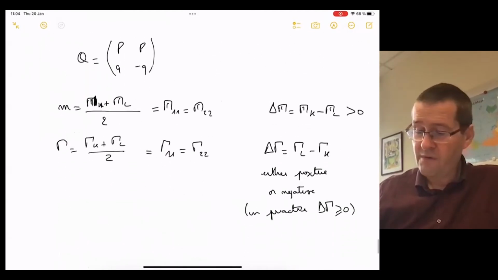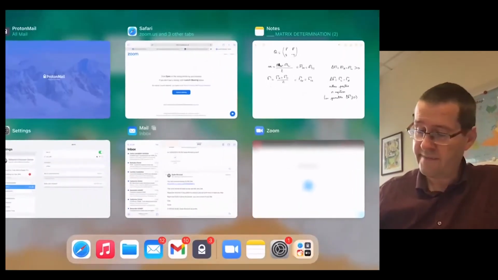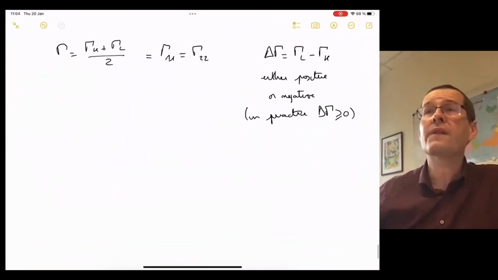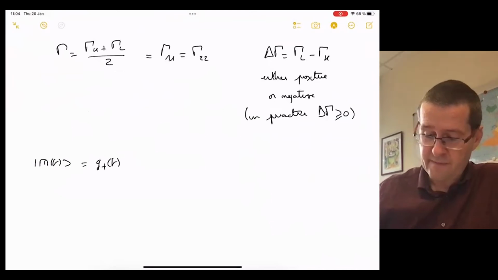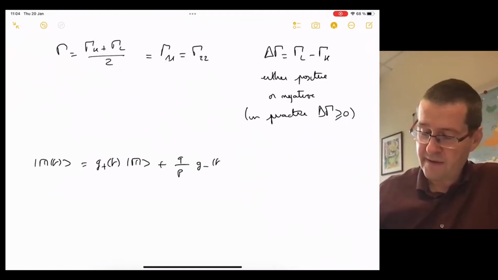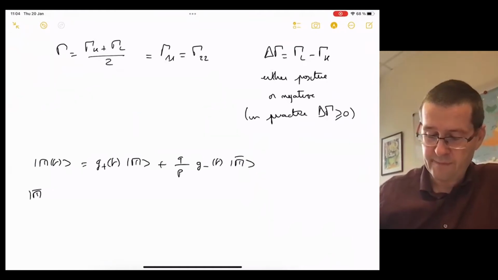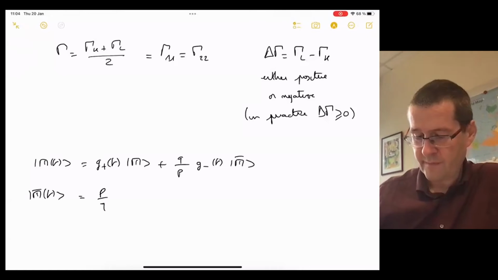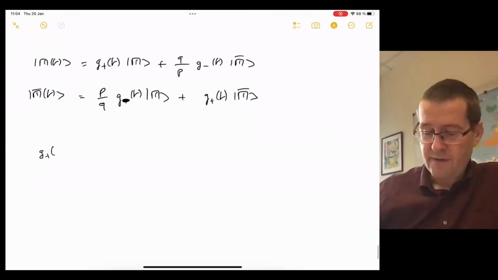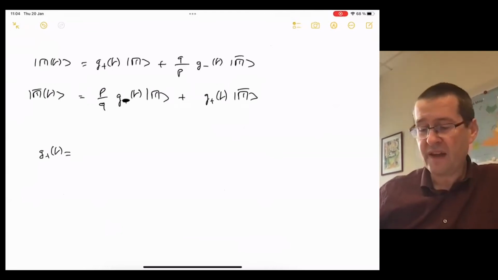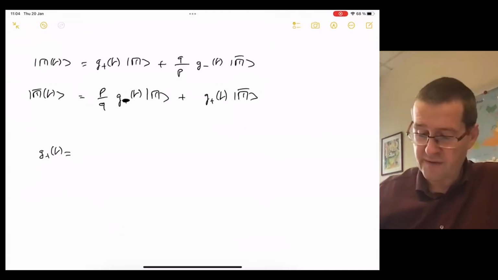Okay, so once you do that, you can express in a slightly more practical way the time evolution, G minus. And so you've got two functions that are present, which correspond to the probability of staying in a state and to moving to the anti-state.